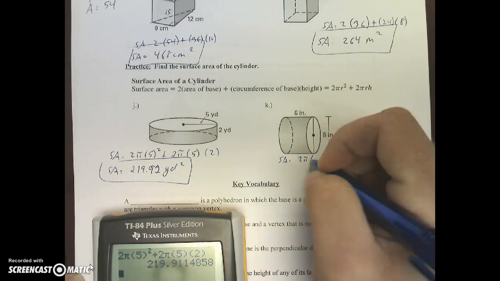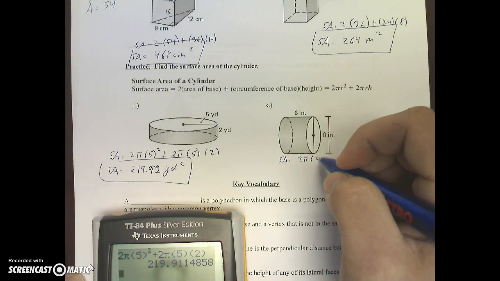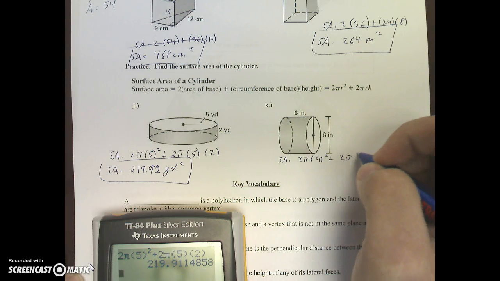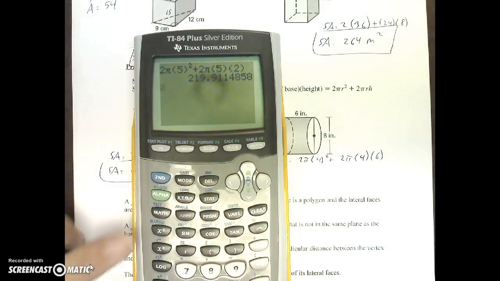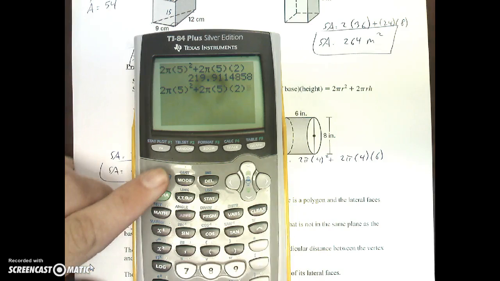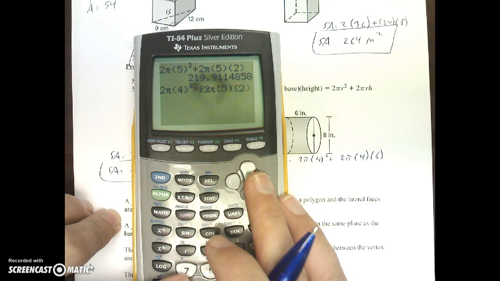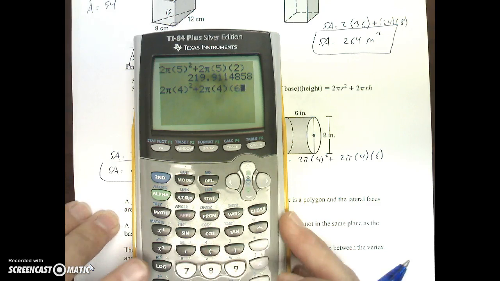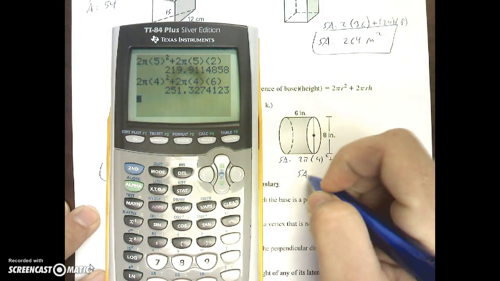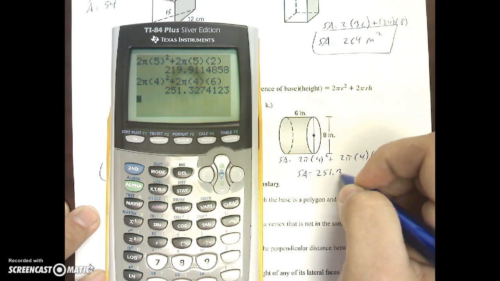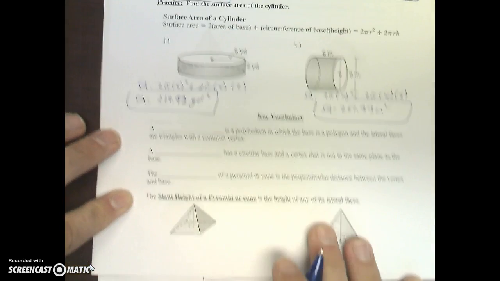All right, 2 pi over here, part K. My radius is not 8. The only trick I can really throw at you, it's half of it, 4 squared, plus 2 pi, 4 times my height, which is 6. Basically, it's the only numbers that are there. By the way, you can always pull up the last equation by hitting second enter. I'm going to change the 5 to a 4, change my 5 to a 4, and my 2 to a 6. 251.33 inches squared. Okay? Awesome. Almost done, guys.